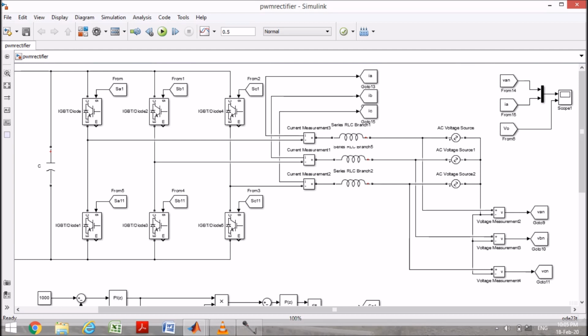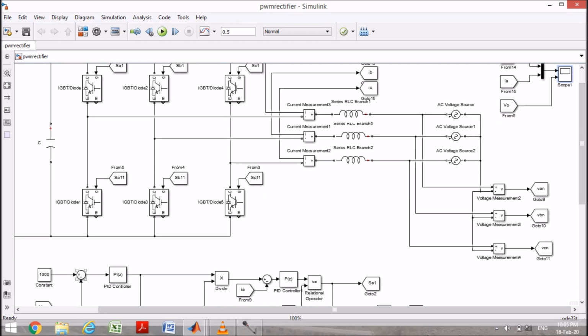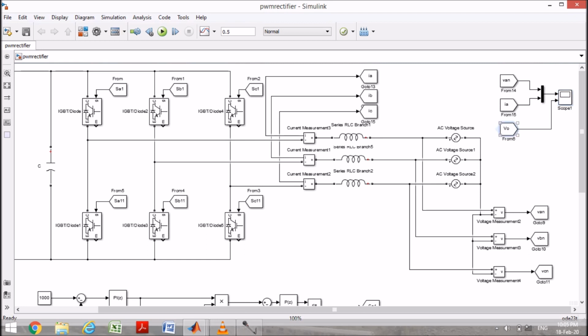Here for the scope, I have taken VAN and IA, that means the voltage of one phase and the current flowing through that phase, and I have given them to the multiplexer and then to the scope. The second one is V0, to check whether it is constant or not. Here we have given 1000, so we should get 1000 here. Now let us run the simulation.